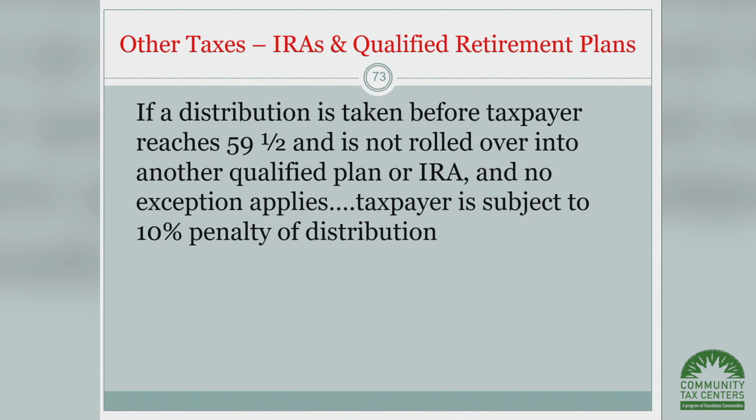Your next tax is on your IRA or qualified retirement plans. If a distribution is taken before a taxpayer reaches 59.5, it is not rolled over into a qualified plan or an IRA, and no exceptions apply, taxpayers are subject to a 10% penalty on the distribution. So if you take out your retirement early and you don't have any exemptions that apply, you will face an additional 10% penalty.